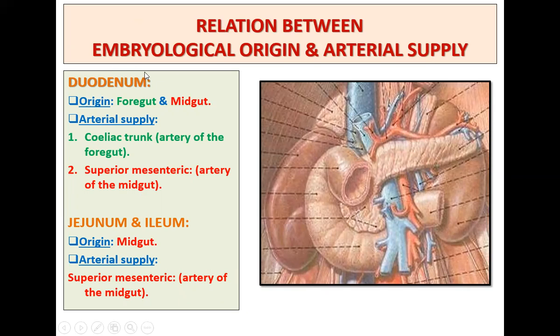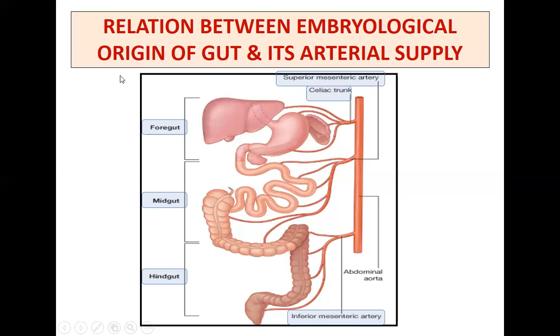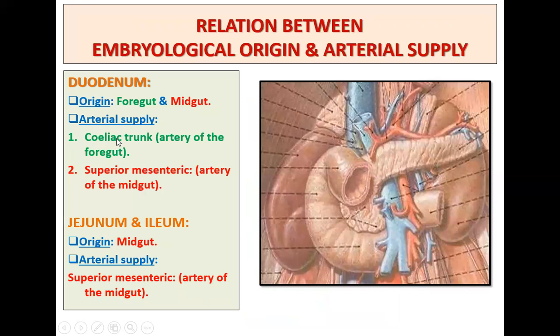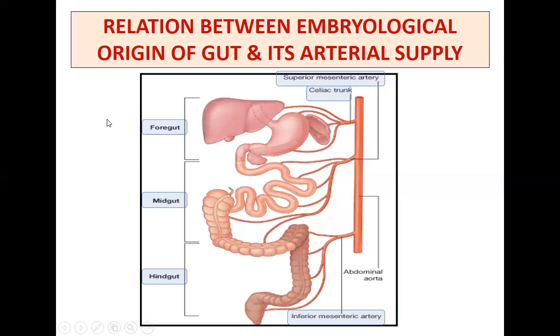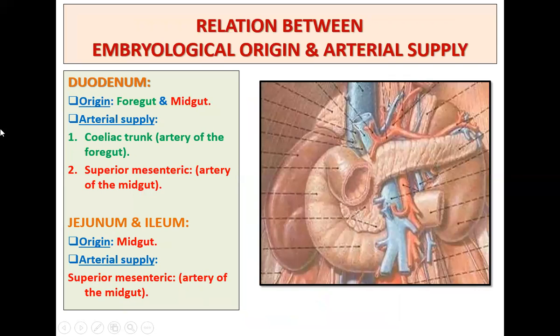As we have seen, the duodenum is developing partly from the foregut, up to the second part, and below that part it is developing from the midgut. So the duodenum is partly developed from the foregut, partly from the midgut. Similarly, the arterial supply for the duodenum is by two arteries: the celiac trunk, the artery of the foregut, and the superior mesenteric artery, which is the artery of the midgut. Now, if you study here, you can see this is the duodenum.